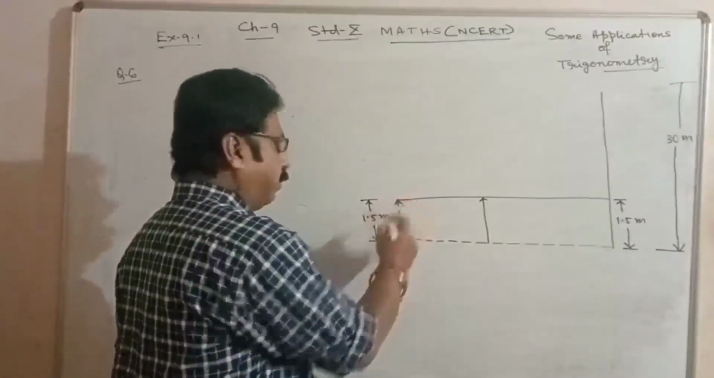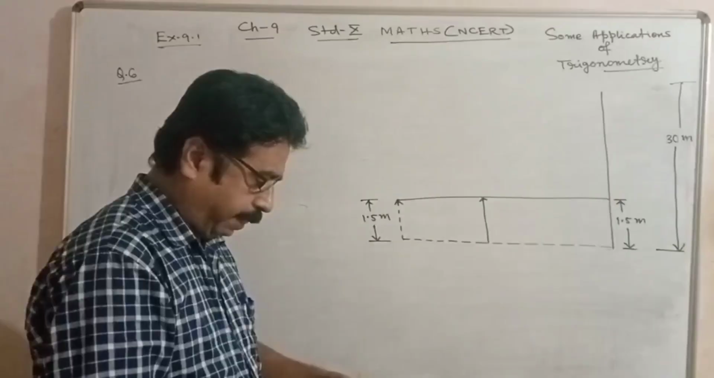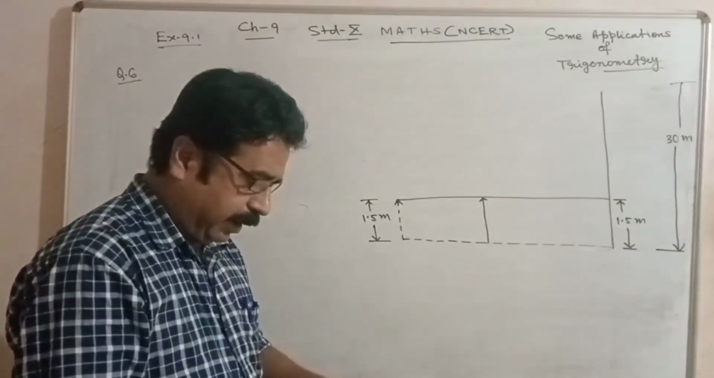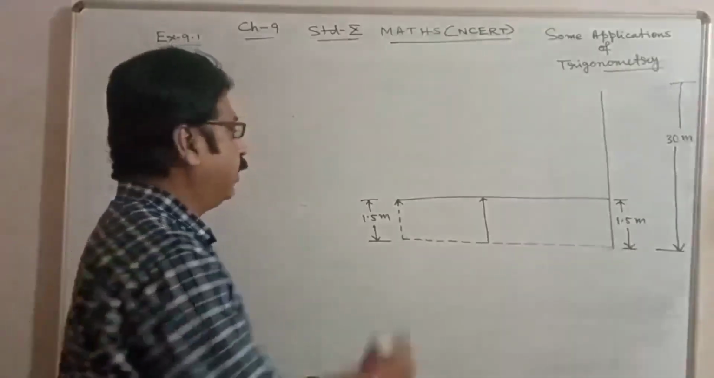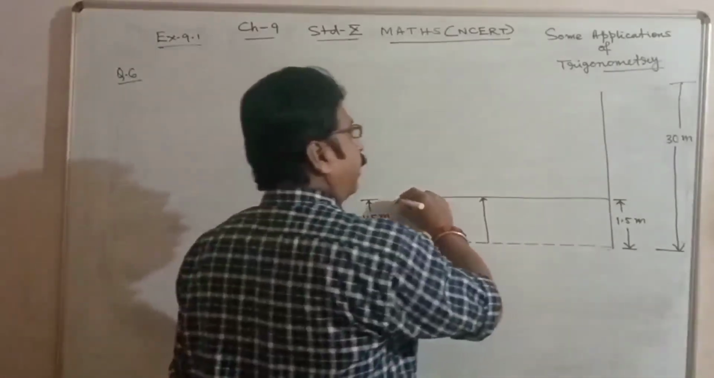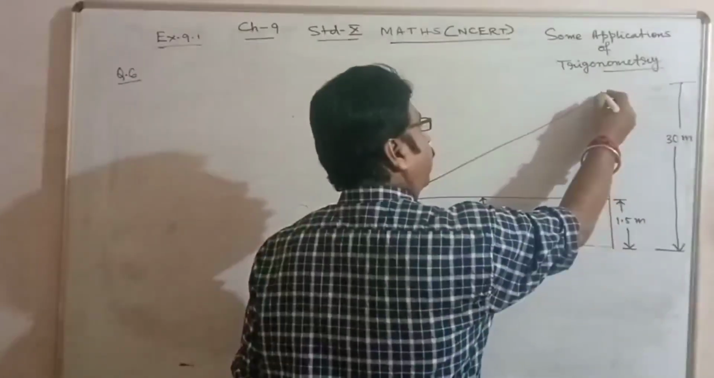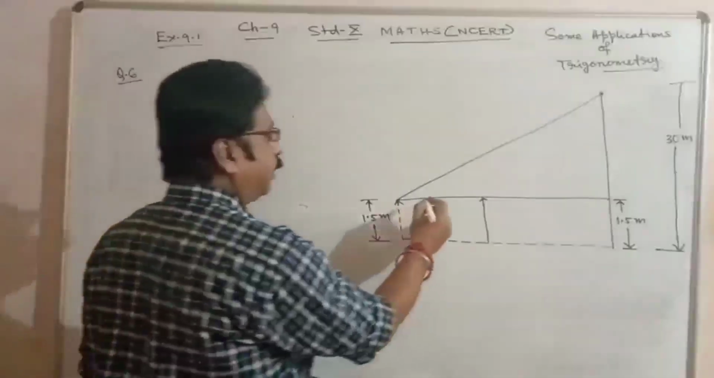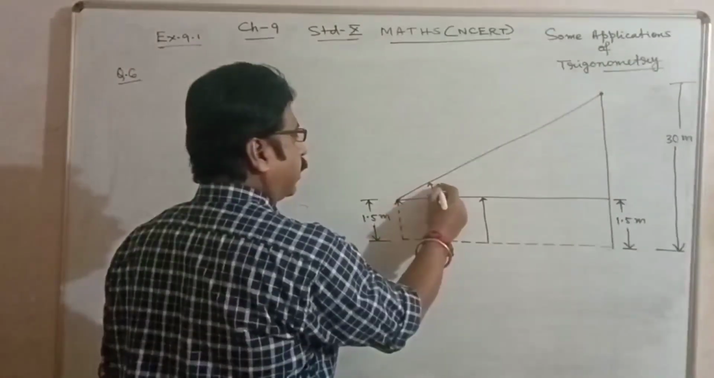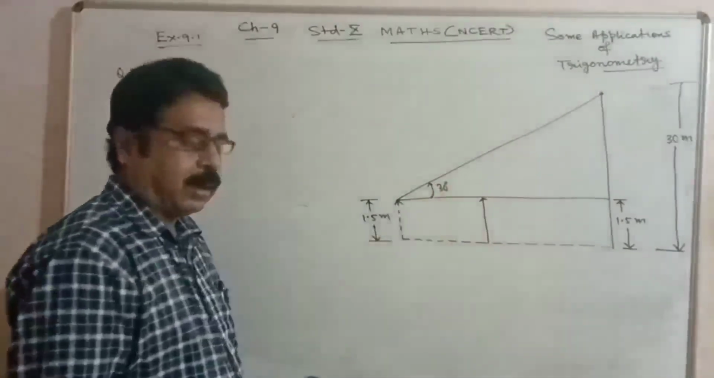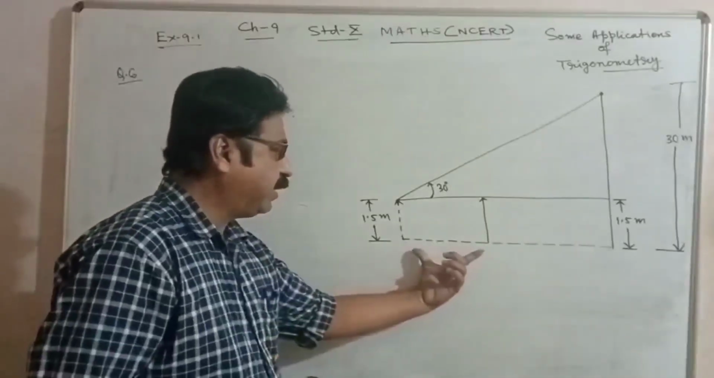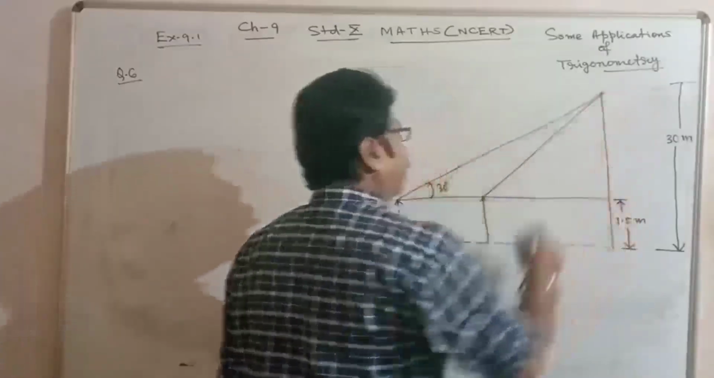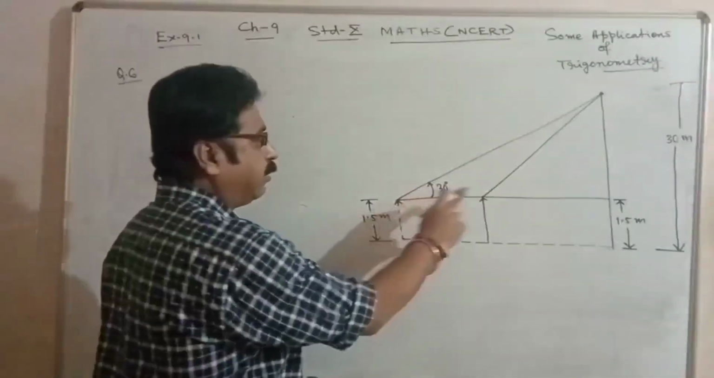And from his eyes, the angle of elevation of the top of the building, means this is the top of the building. From his eyes, the angle of elevation is 30 degree. After walking some distance, means this much distance he walked, the angle of elevation increases from 30 degree to 60 degree.